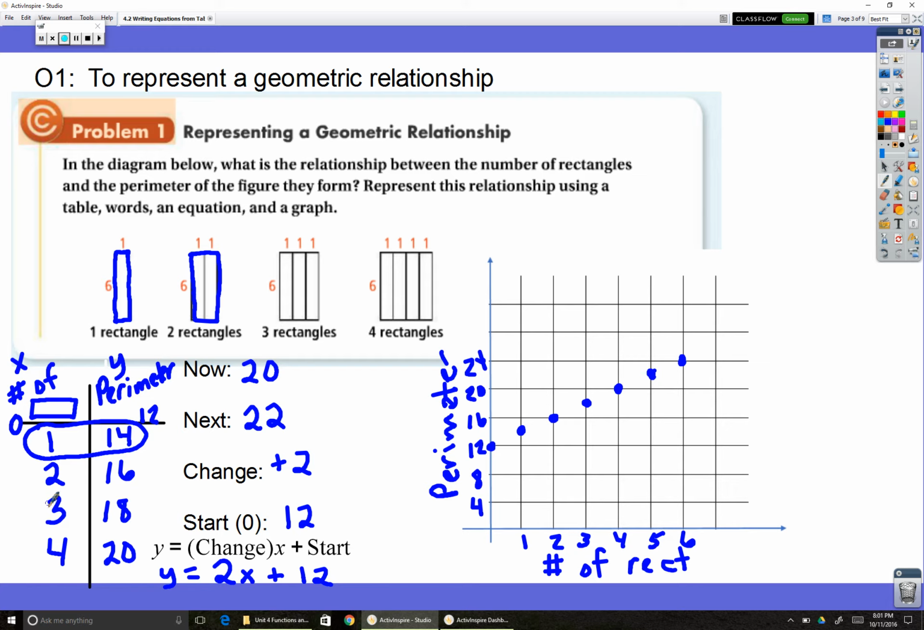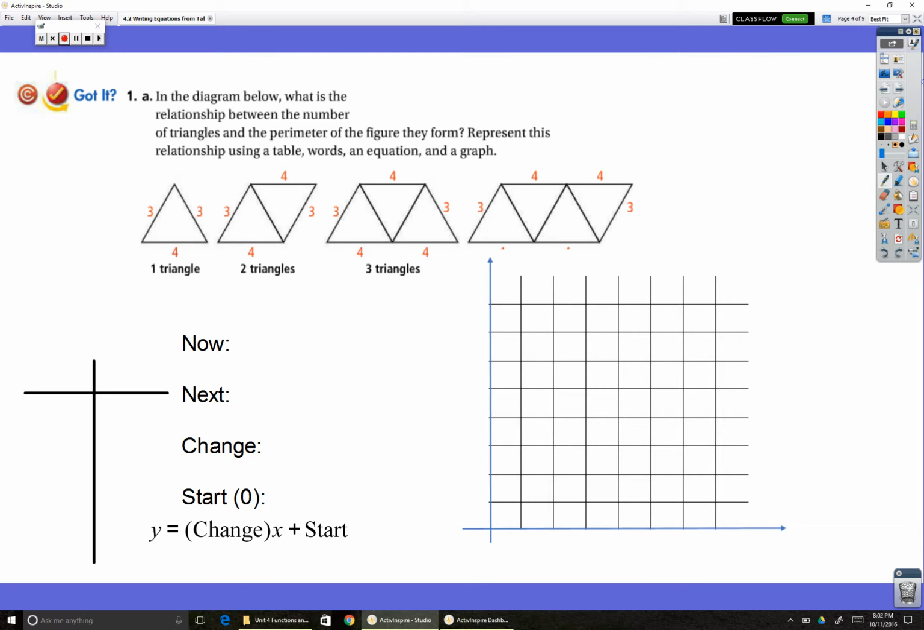So that's an easy way to find what our formula is for any line. Let's take a look at the next example. This is one for you to try, so take a couple minutes, try this on your own, and then pause the video and come back and check your answer.